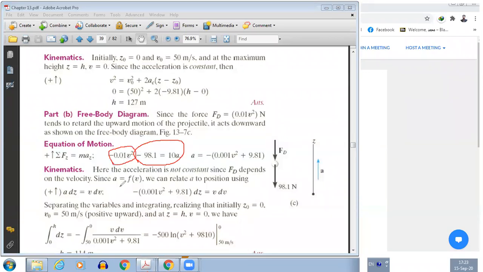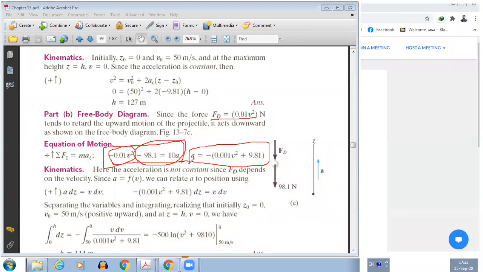Because the atmospheric resistance is given as 0.01 v square, we have to write here 0.01 v square, but it's acting downward. That's why with a negative sign. So we have negative 0.01 v square, negative 98.1 equals 10a. Now this is the equation. So that means our a becomes equal to negative 0.001 v square plus 9.81.